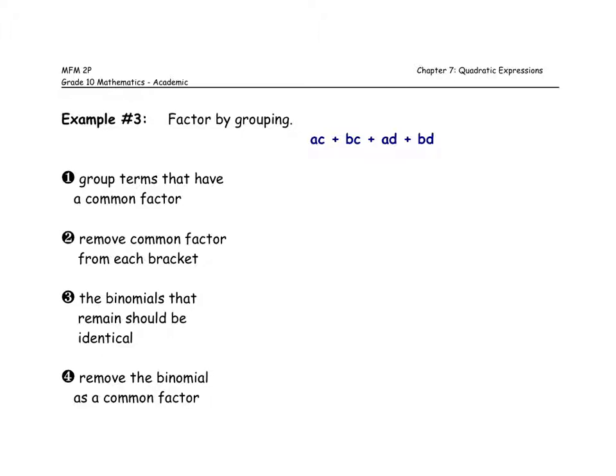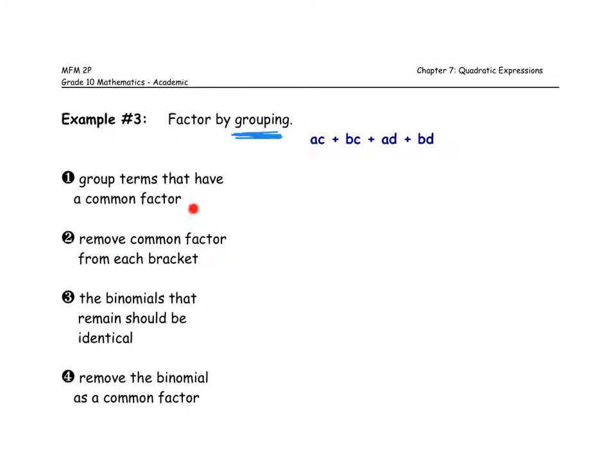It says factor by grouping. Whenever it says that, that's when you're going to follow this set of rules. So I've outlined it in some steps because I think that may help some of you to navigate it a little bit better. So the first step in my list says to group terms that have a common factor.